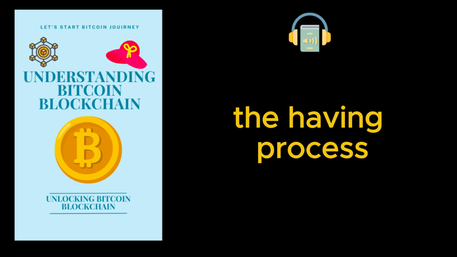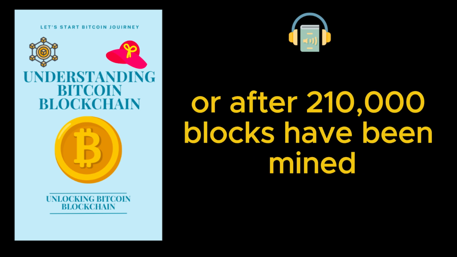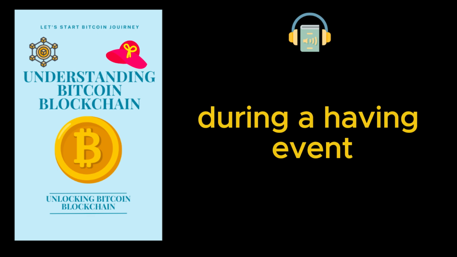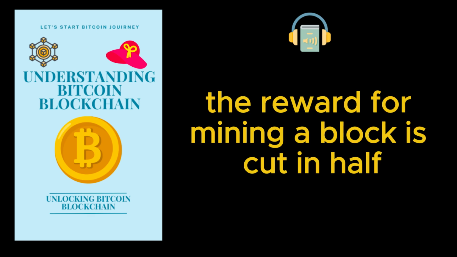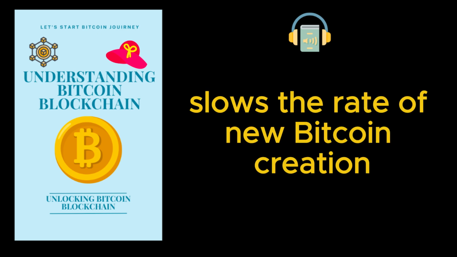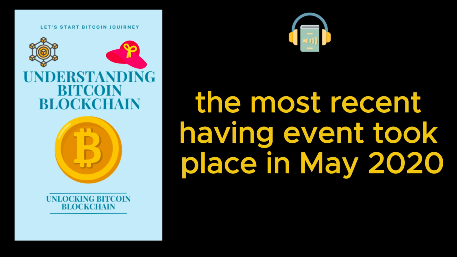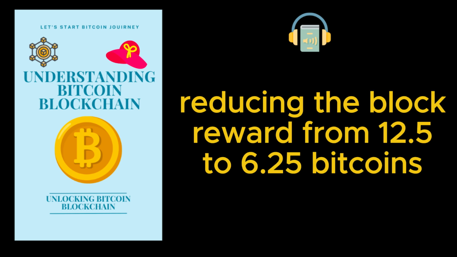The halving process occurs approximately every 4 years or after 210,000 blocks have been mined. During a halving event, the reward for mining a block is cut in half. This reduction in the reward slows the rate of new Bitcoin creation, contributing to its scarcity. The most recent halving event took place in May 2020, reducing the block reward from 12.5 to 6.25 bitcoins.